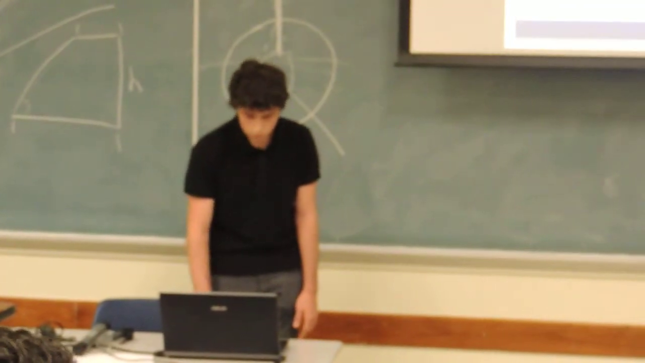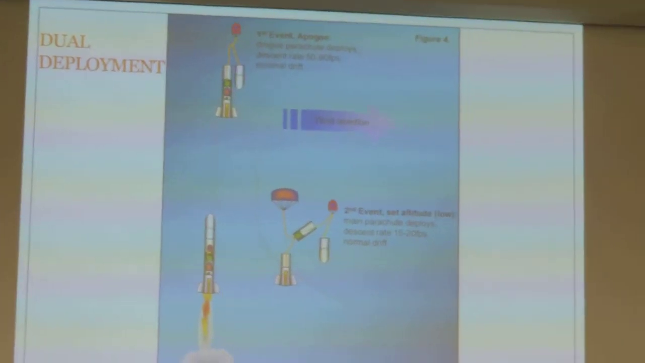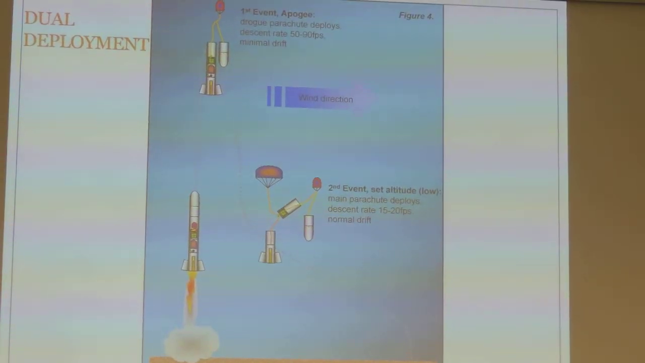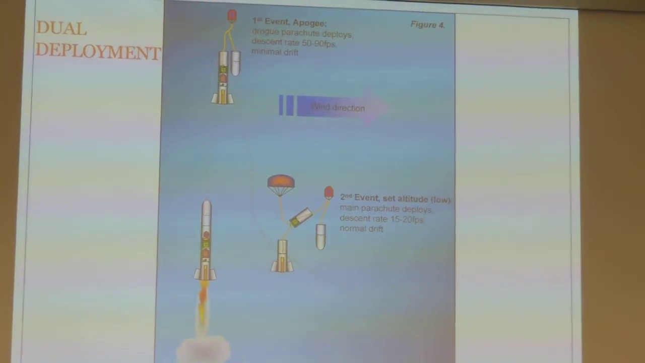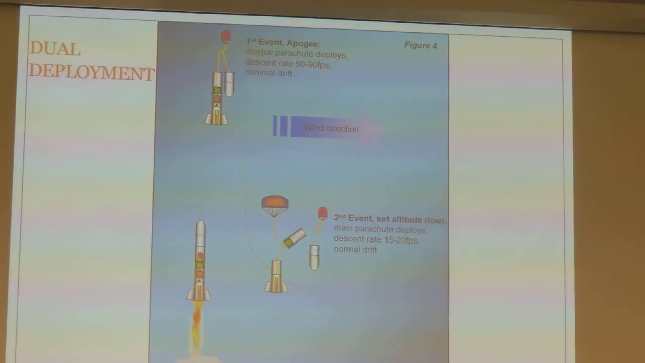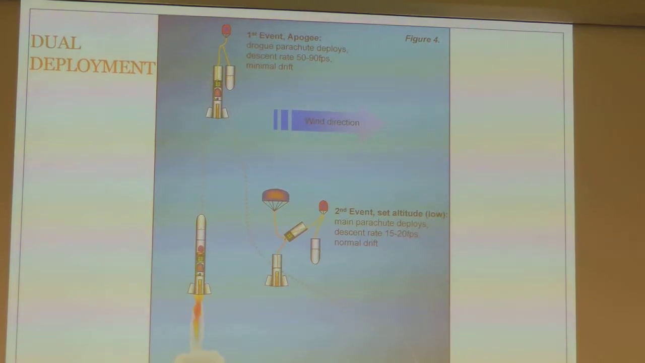The way we configure our parachutes, the system we use, is dual deployment. Basically that means we have two parachutes that are deployed to give us a safe and consistent result. The dual deployment allows us to not have the rocket drift too far downrange. You can see that with the first parachute it's coming down steeper, and then the main parachute gives us the soft landing, but not too far away from the launch site.